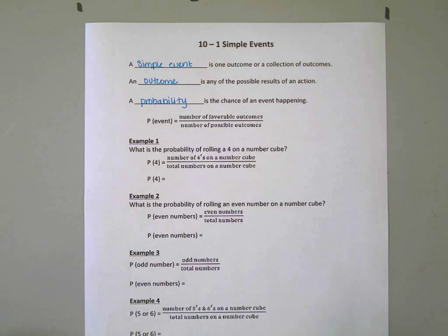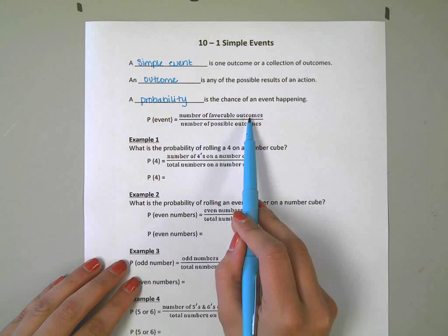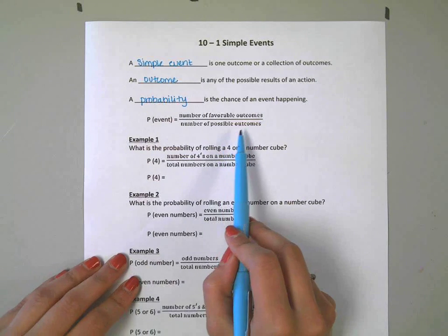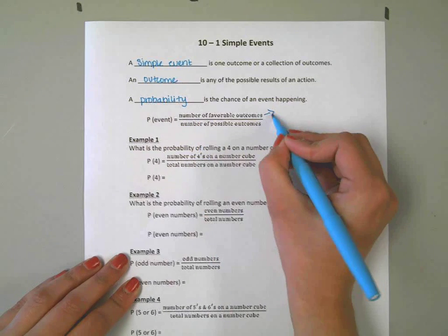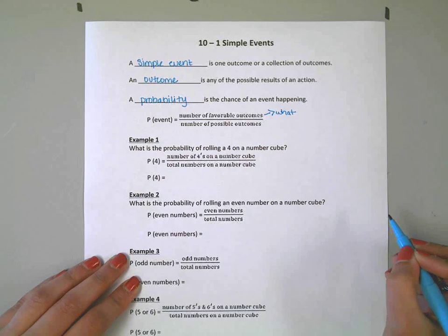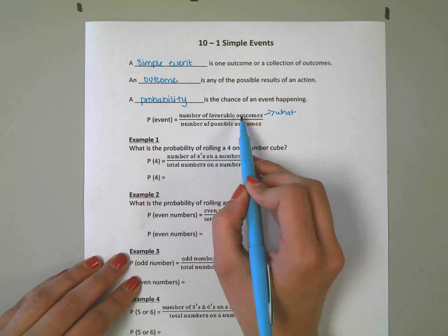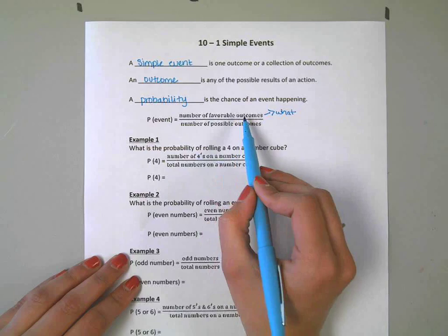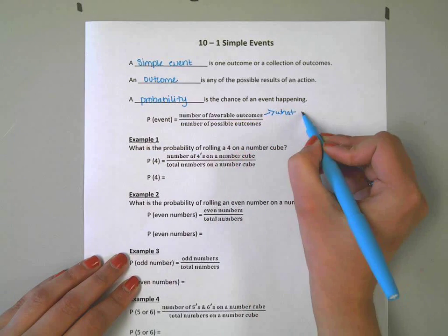So to find the probability of an event, we will take the number of favorable outcomes and divide that by the number of possible outcomes. To help you remember, the number of favorable outcomes is talking about what we want. So if I were to say, what is the probability of rolling a 4 on a number cube? Our favorable outcome would be how many times the number 4 appears on a number cube. So the number of favorable outcomes is what we want.